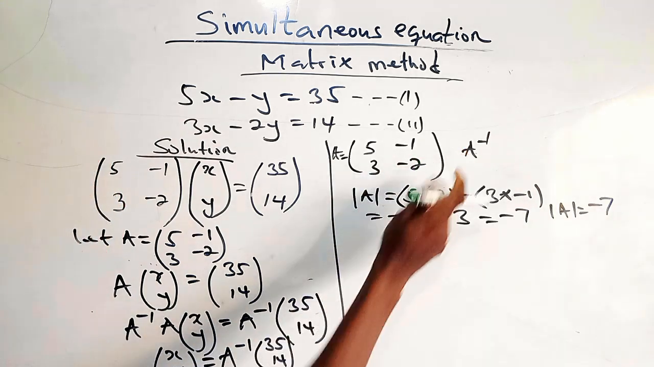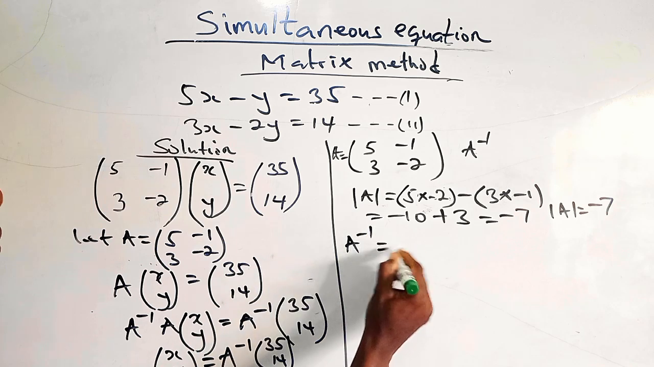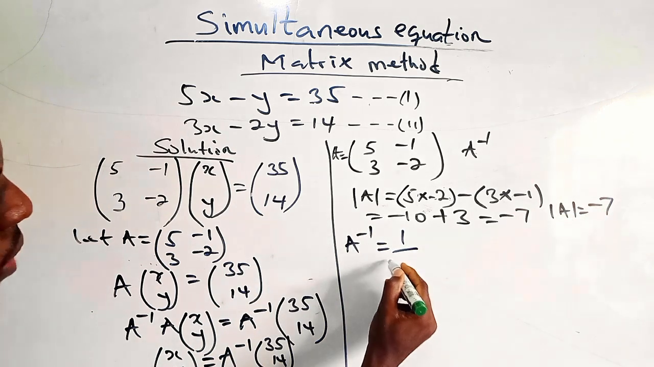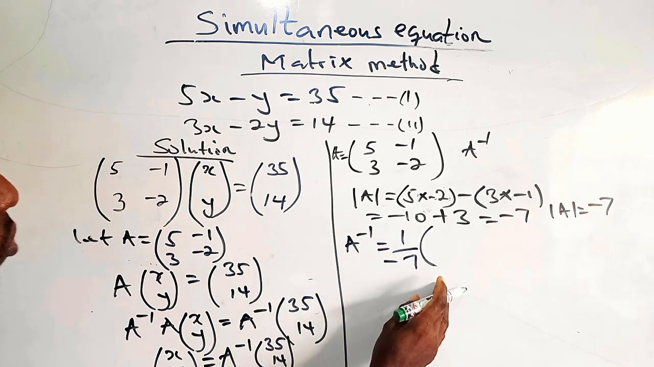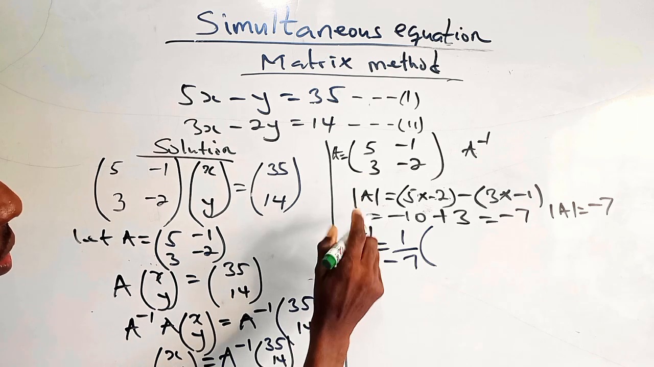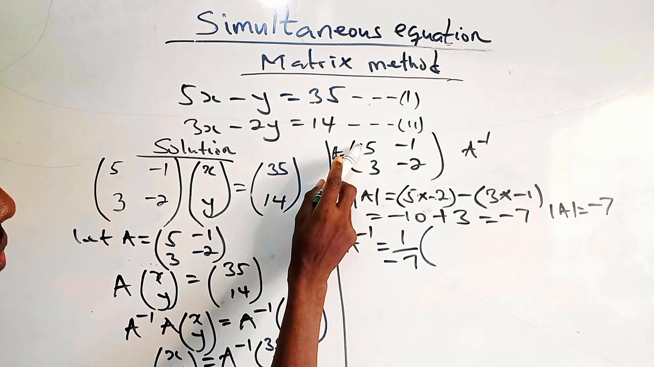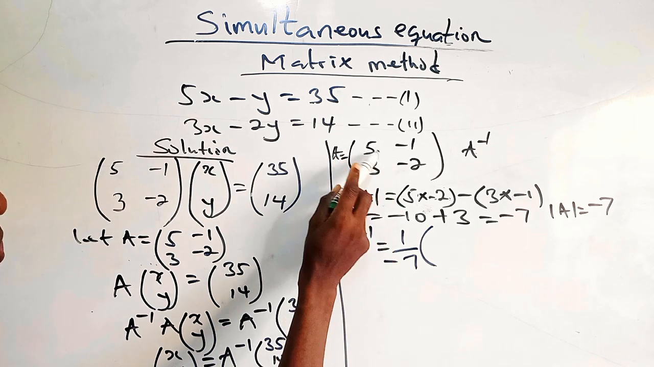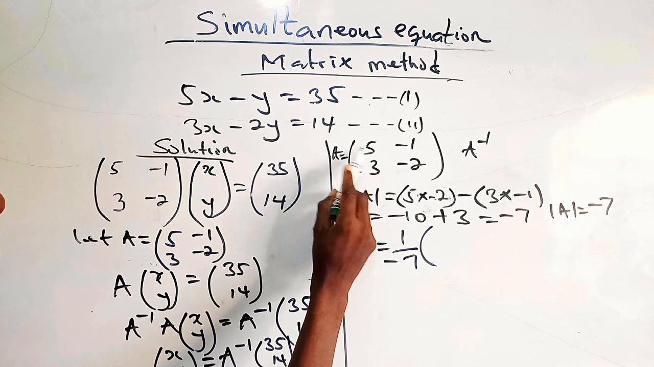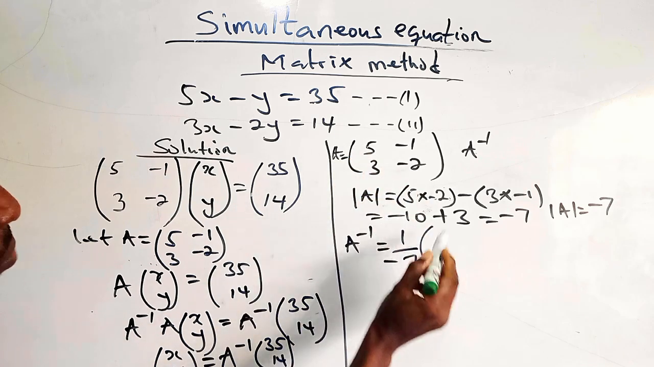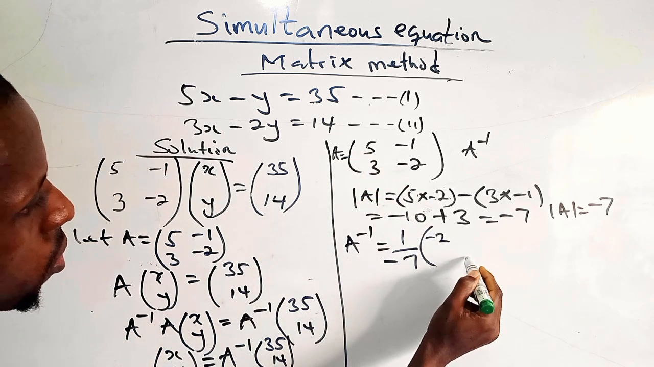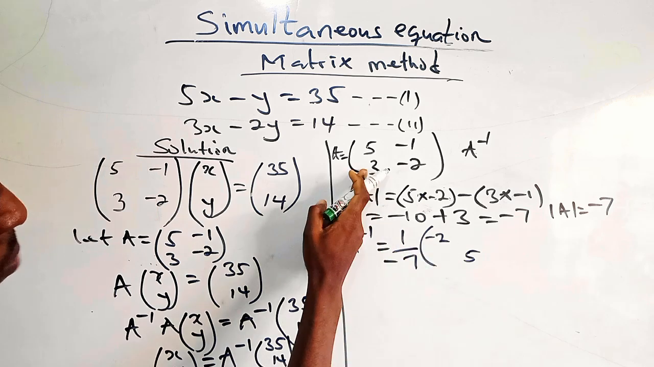Okay, so for the inverse, it will now be 1 over the determinant, times, when you come back to A, when you look at this leading diagonal, what you do is to swap it. So -2 should come here, 5 should come here. So you have here -2, you have here 5. This is a 2 by 2 matrix.